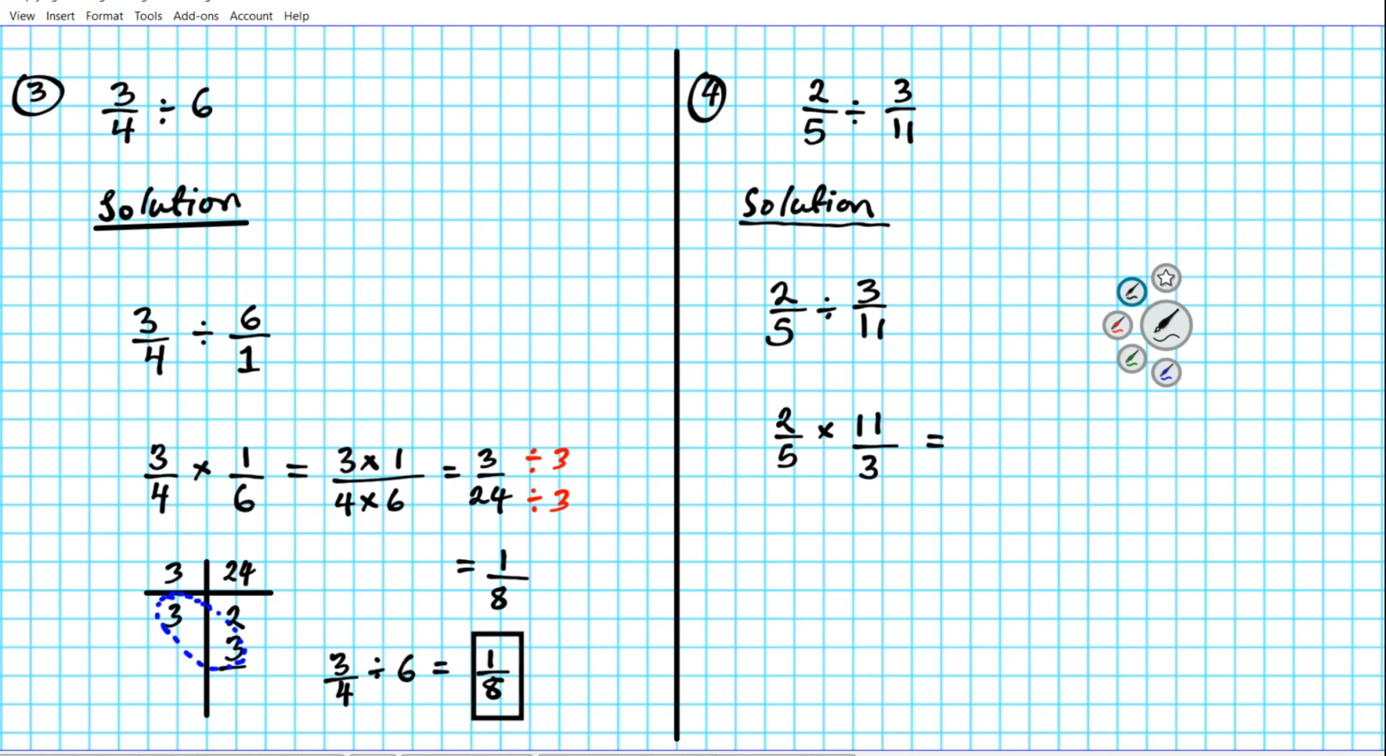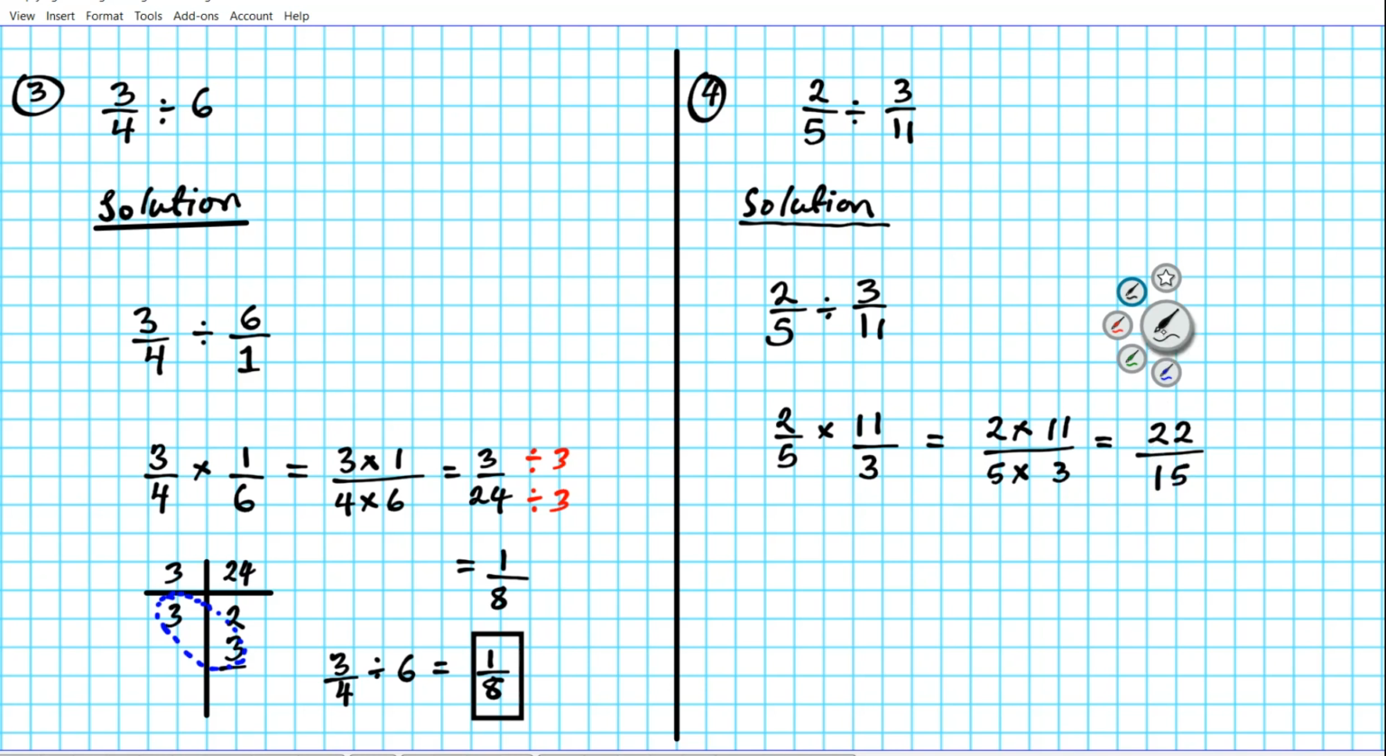Now multiply across, top times top, over bottom times bottom. That's how you multiply fractions. 2 times 11 is 22. 5 times, oh snap, that's not 13, that's 3. 5 times 3 is 15. 22 over 15.